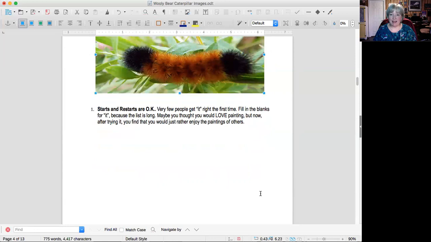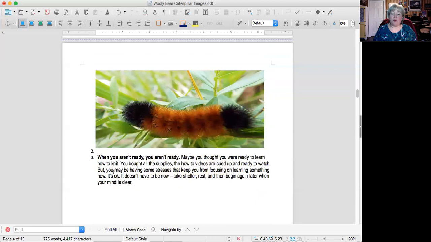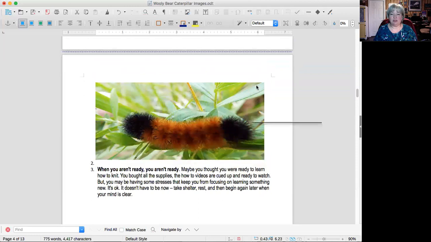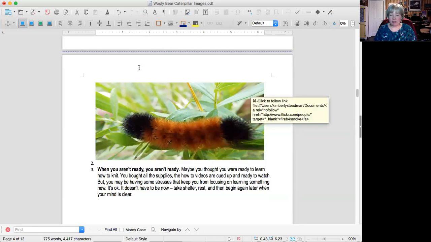The other one is when you aren't ready, you aren't ready. That's kind of like what I was alluding to at the end. Maybe you think you're ready to start writing a certain genre of book. You get everything together, your notes, your outline, you really think you're ready. And then you start doing it and it's just not clicking. It's okay. You don't have to keep pushing through and finish it. Unless somebody has prepaid you to do something, you don't have to do it.